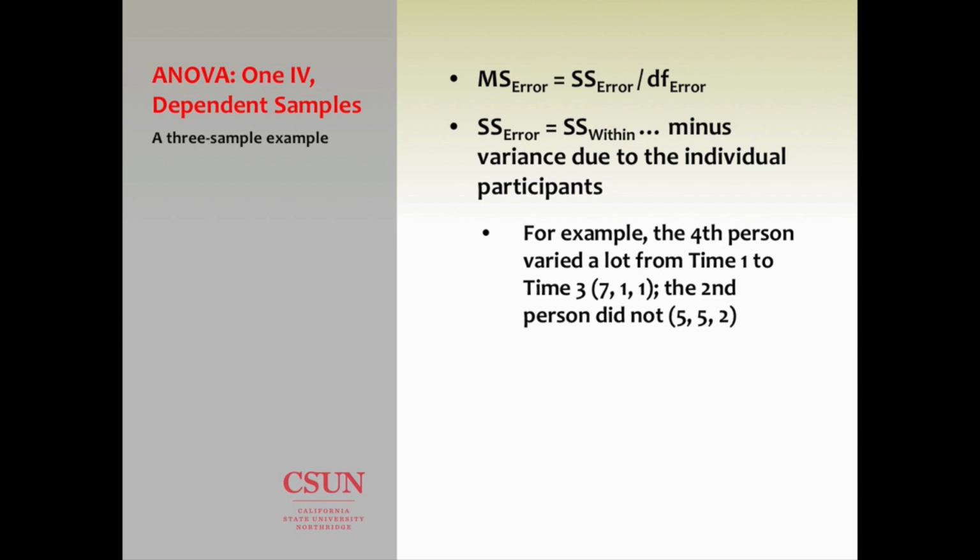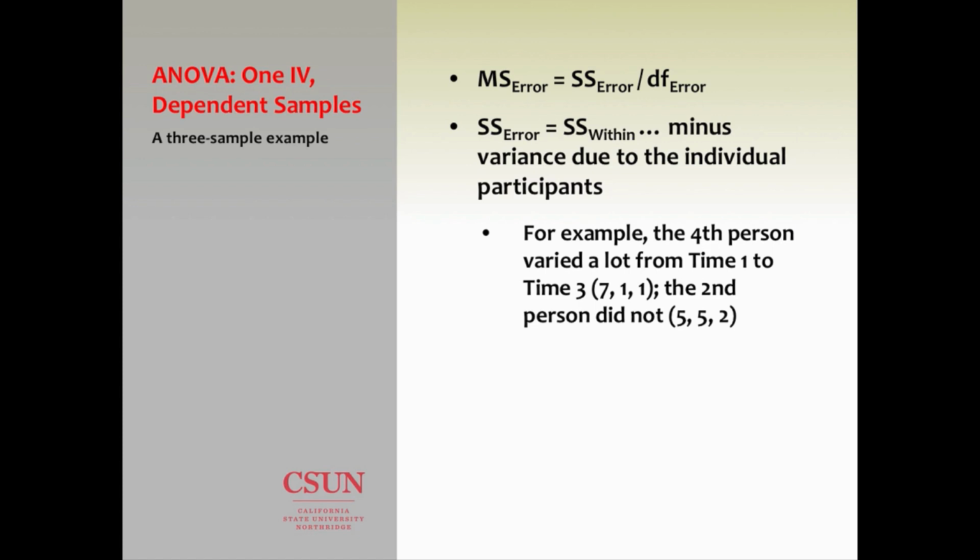The within group variance, if you recall, was the variance of group 1 averaged together with the variances of groups 2 and 3. You take the variance of group 1 independent of the other groups, then the variance of group 2 independent of the other groups. So it's a measure of variation within each group. You could do that again here, but then you have to subtract out variance due to the individual participants. This is the unique part of a dependent samples ANOVA.